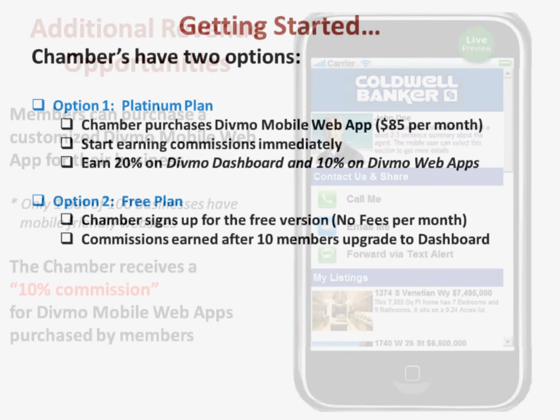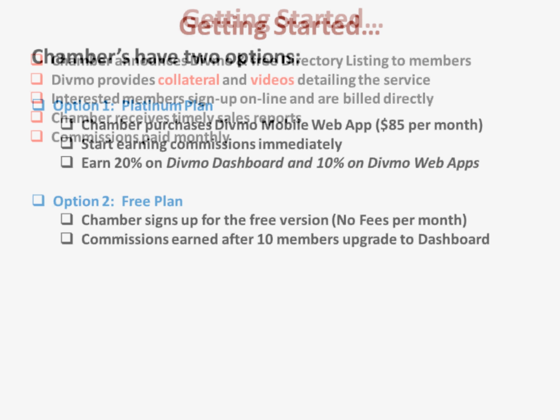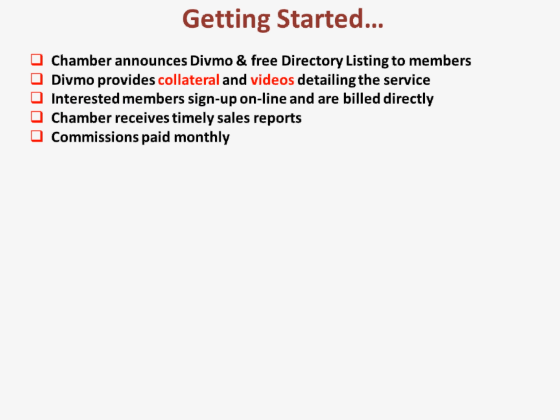So how do we get started here? There are basically 2 plans. There's a platinum plan, which is $85 per month. You start earning commissions immediately. And the free plan, which doesn't cost anything, you start earning commissions after the first 10 members sign up or upgrade for the DIVMO dashboard. So this pretty much can fit into anybody's budget, and we like to give both options for the chambers so you can get started.